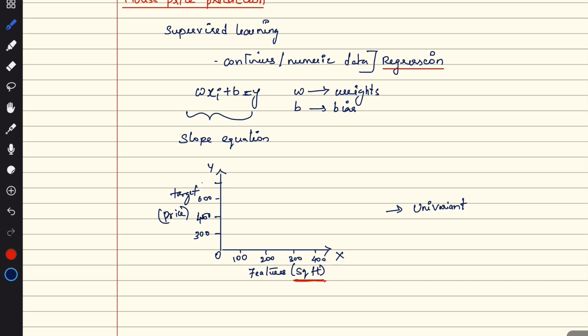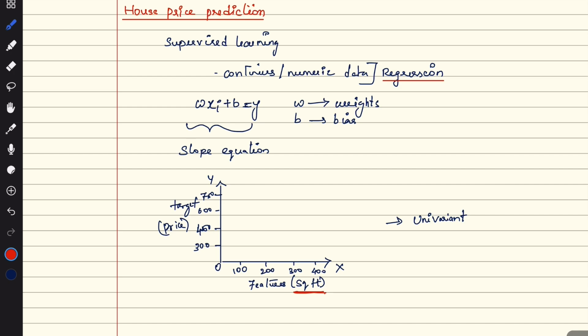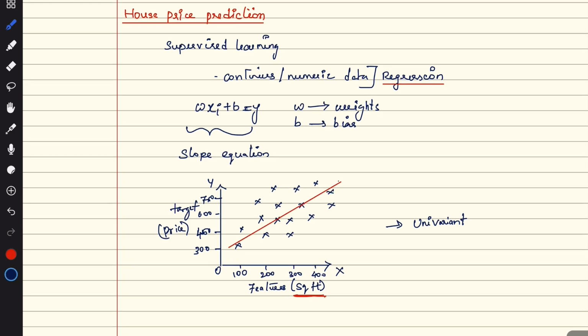And plot the values as per the slope-intercept equation, w x_i plus b equals y. x1 is the square feet of your first row value, and it goes till x_i, the ith row. You will get a straight line. From that, you can see the prediction by taking x pointing to a y. For example, square feet 255 costs me $500.